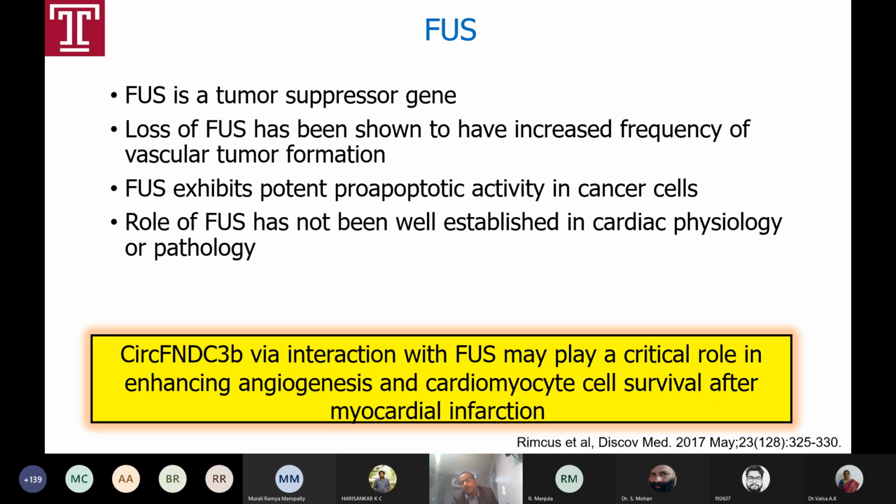We wanted to understand whether it interacts with FUS. FUS is an RNA binding protein that has been shown to be increased in vascular tumor formation, and it also inhibits the pro-apoptotic activity of cancer cells. There's no known role of FUS in cardiovascular physiology or pathology. So we hypothesized that this circular RNA interacting with FUS is mediating angiogenesis and cardiomyocyte survival. That was the hypothesis.